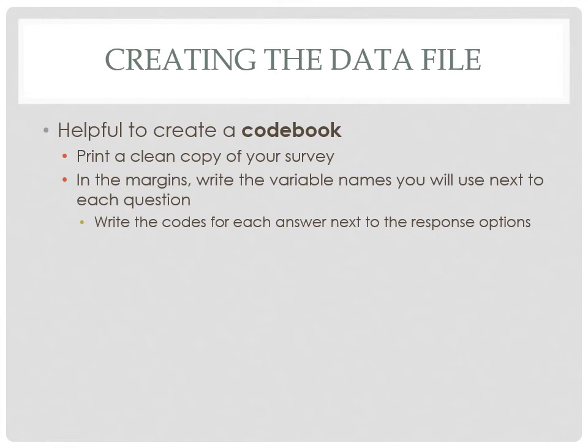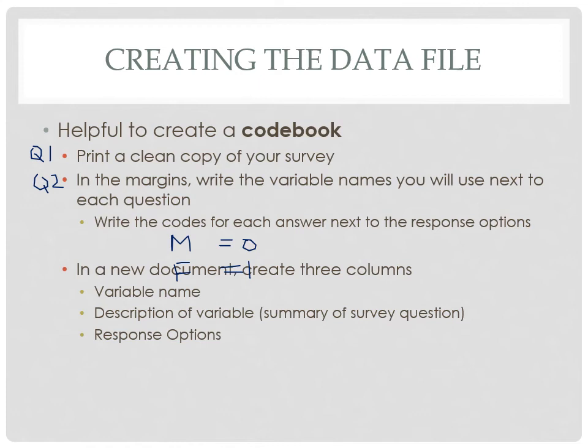When you create a code book, you print a clean copy of your survey. In the margins of the survey, you write the variable names that you'll use next to each question. If this were a question, I might write in the margin that this is going to get labeled Q1 in the data set. This would get labeled Q2. Then for each answer that people could have given, let's say this was a question asking about gender, so we see male and female as the response options under the question, you would write on the survey how this was coded.